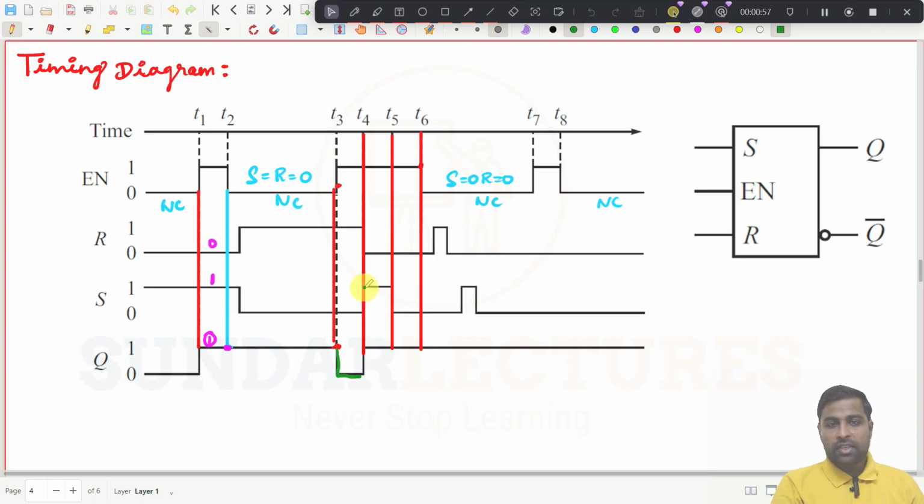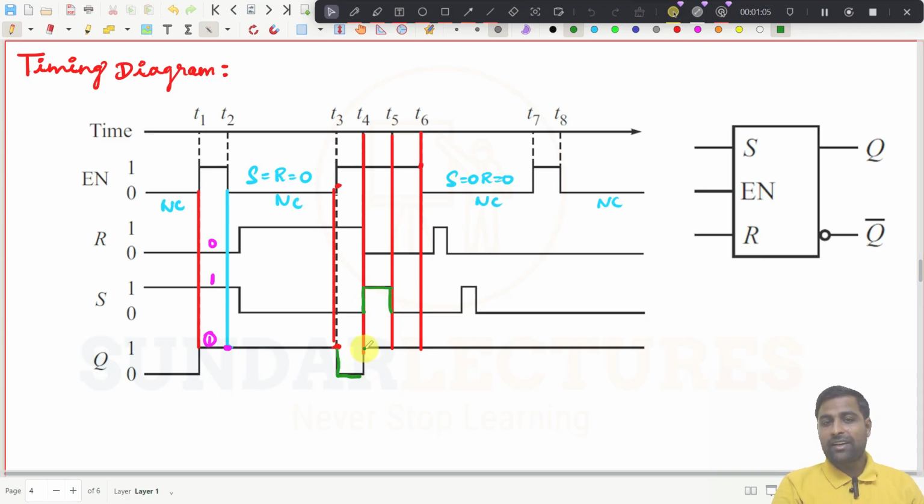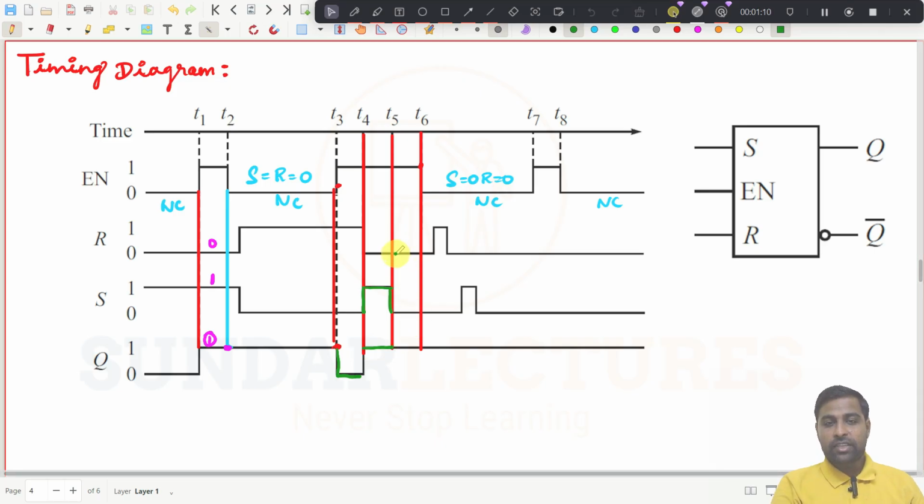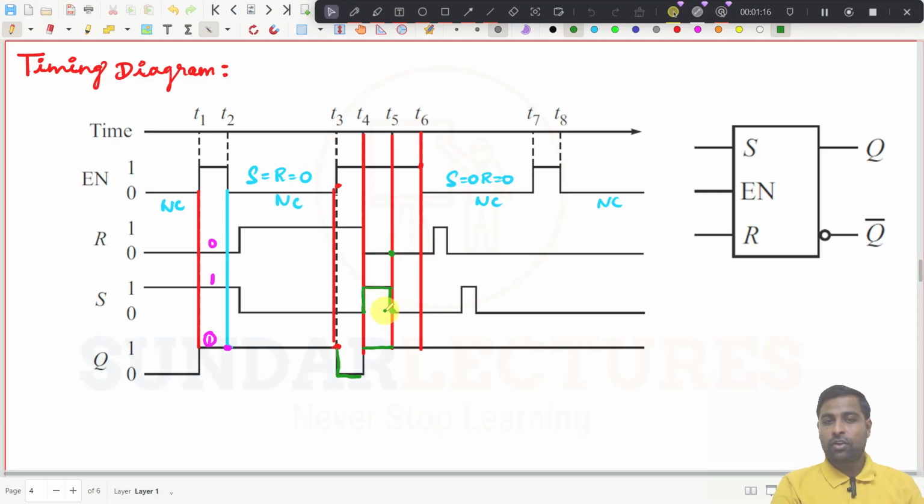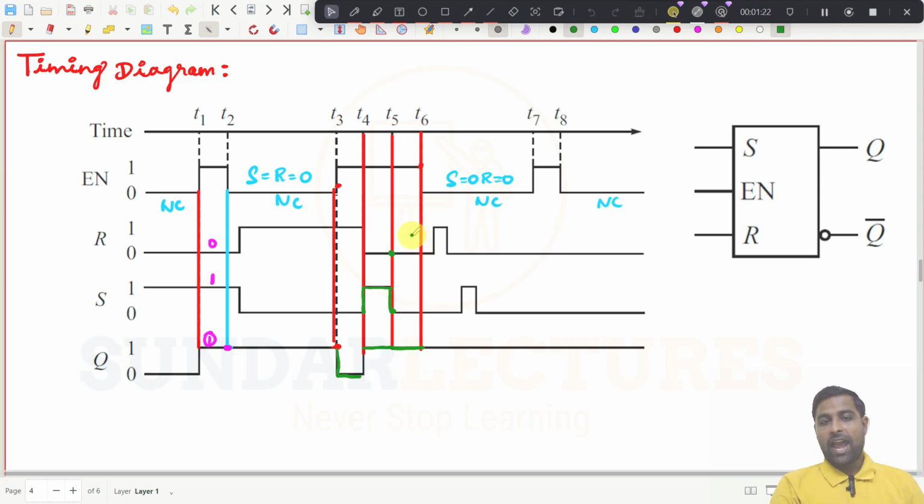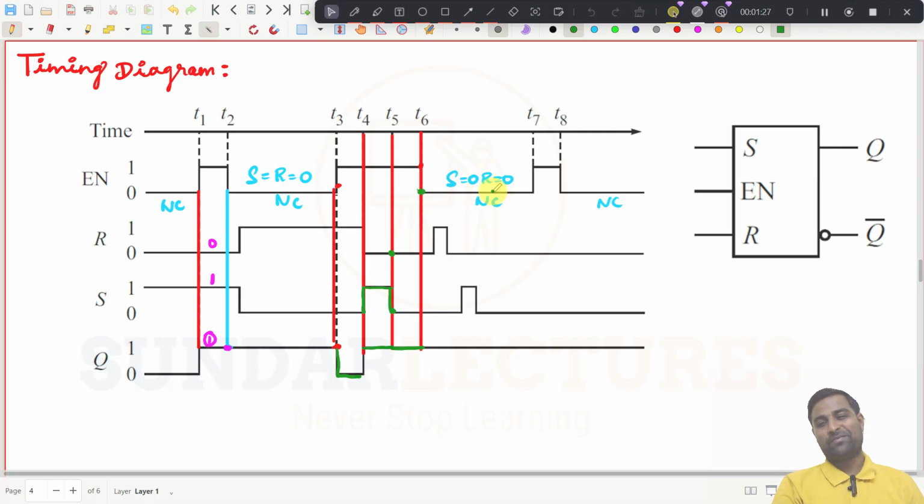Now you see at this point the set condition becomes high. As S is high, the output becomes high until this point, and at this point you see S is 0 and R is also 0. That means S is equal to 0, R is equal to 0. What is the condition? No change condition. So the output will remain the same, and at this point the enable becomes 0.